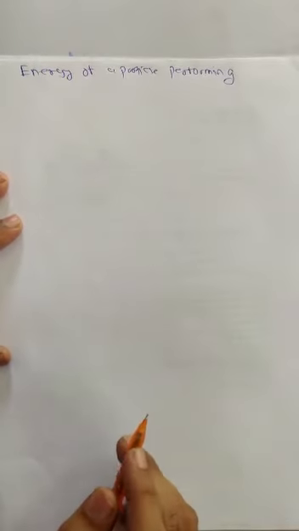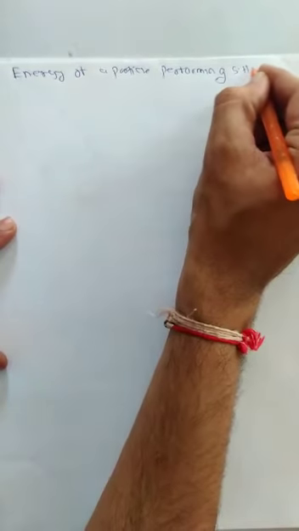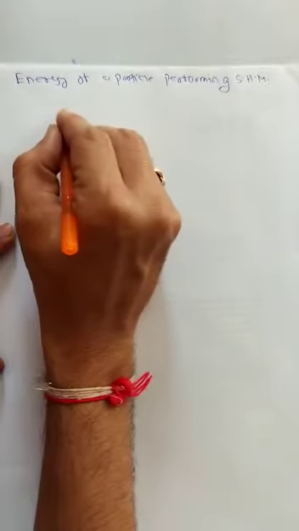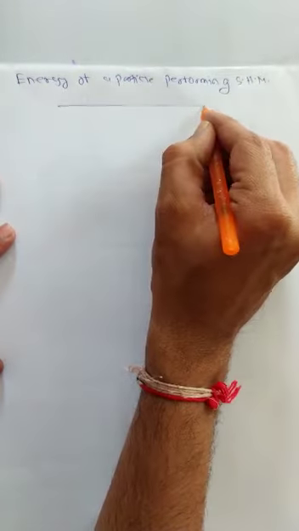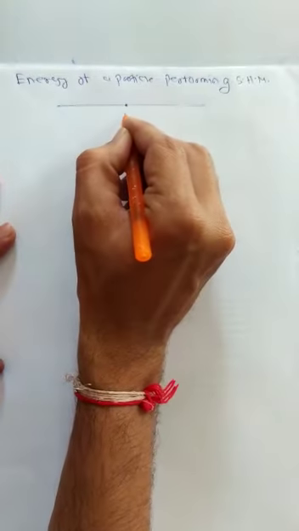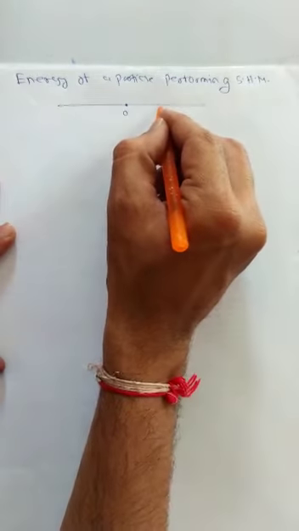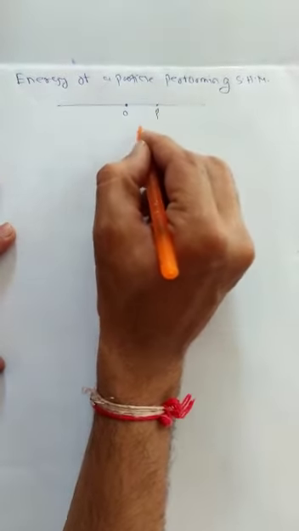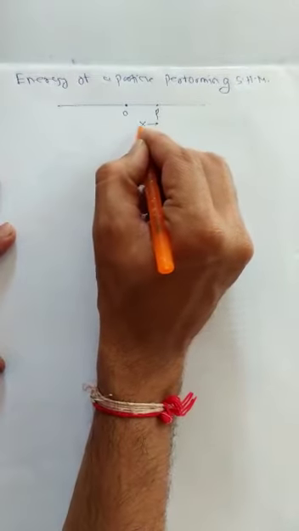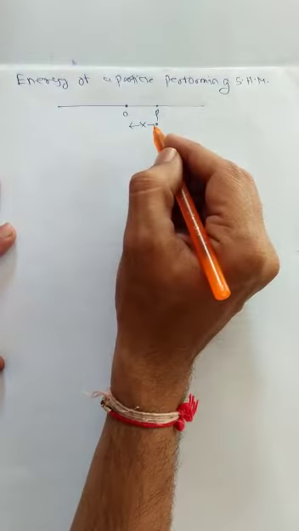Energy of a particle performing SHM. Consider a particle moving along a certain path. O is the center of that path, and P is a point situated at a distance x from the center O.